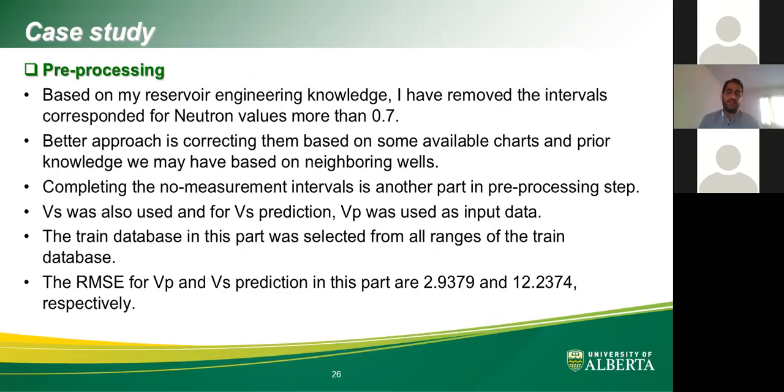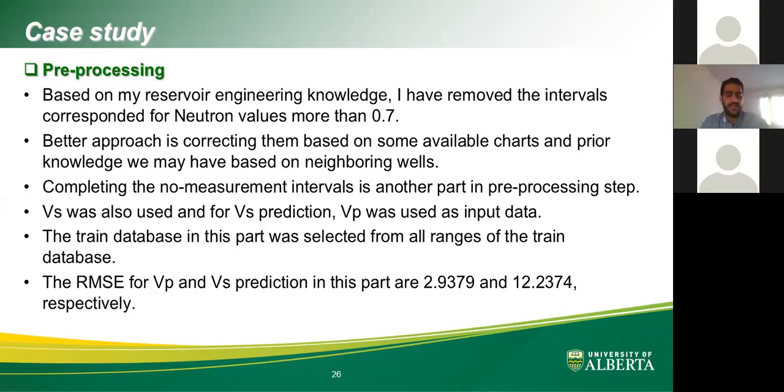Pre-processing, based on my reservoir engineering knowledge: I removed those neutron values that were more than 0.7, because they don't make real sense, since the highest value for neutron should be, for example, 0.6. And removing is not the best solution. The better approach is correcting them based on some available charts or prior knowledge that we may have from some neighboring wells. But in the contest, we didn't have such information. So the best solution was removing these intervals, because if you don't remove outlier data, your modeling and your results may fail, and your model may not be reliable for use in industrial projects. But because we didn't have such information, I removed these values.